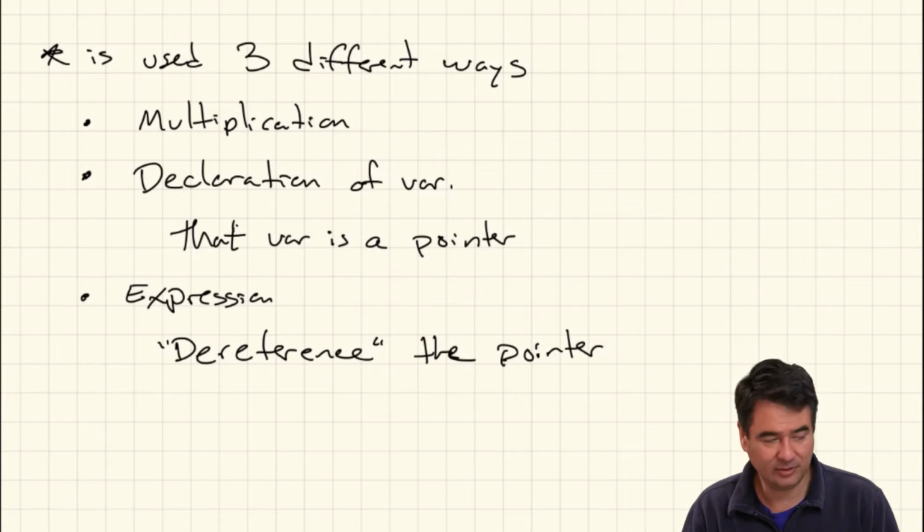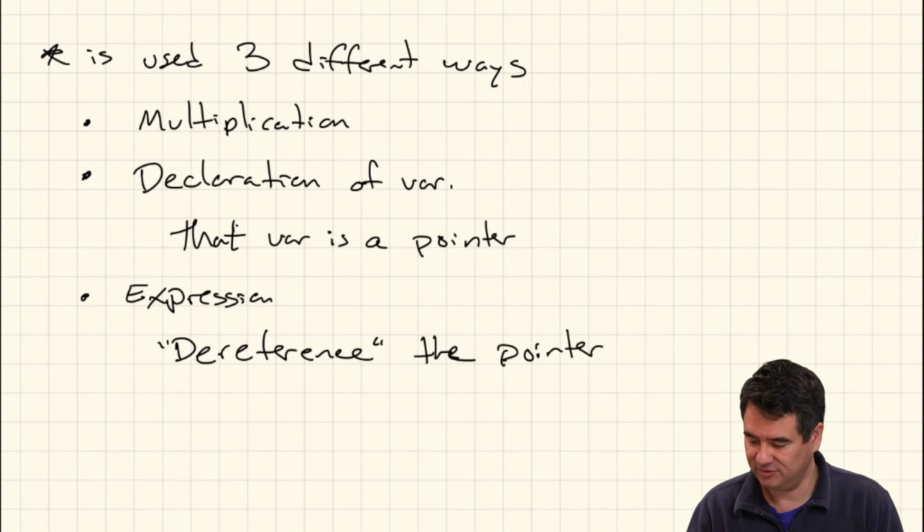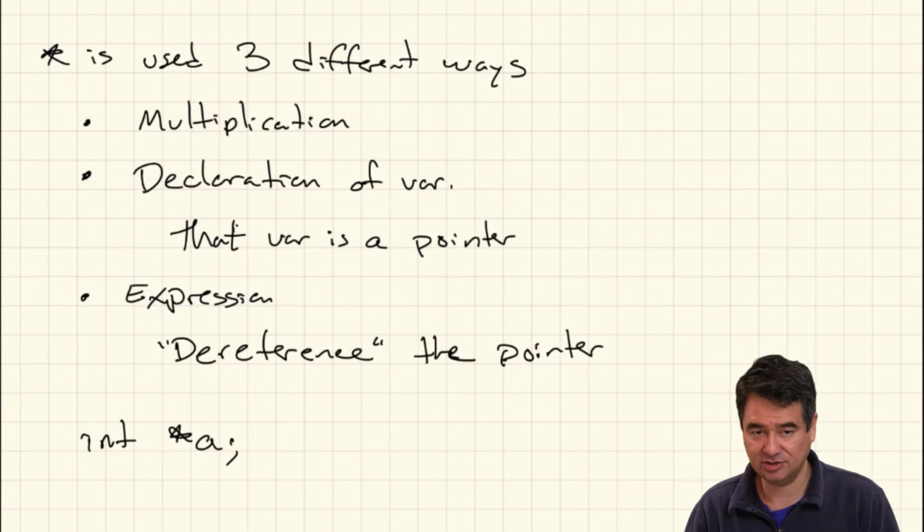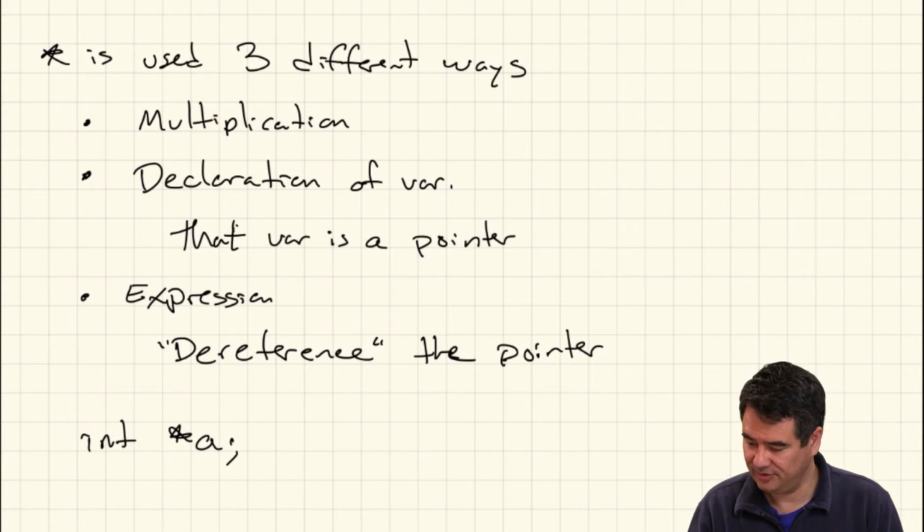Okay, so let me talk again about variable declarations. So we have int star a. I think of this as a is a pointer to an integer. So a is a pointer to an integer, and I kind of read that backwards.